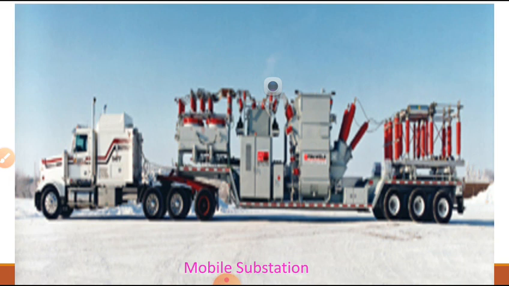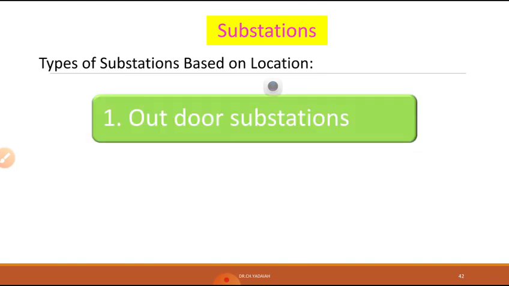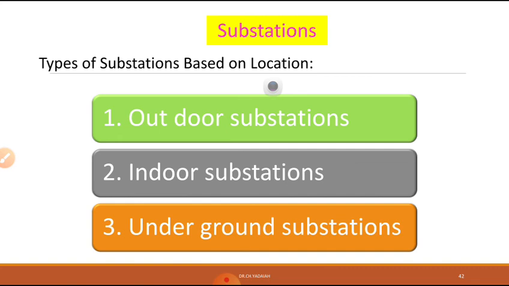Now substations are also classified based on location. First is the outdoor substation, where the substation is placed outside, exposed to atmospheric conditions. That is known as outdoor. Now indoor: where we don't require exposure to the outside, we can use indoor substations. There is also the underground substation, beneath the building or earth, which we use for a special purpose.